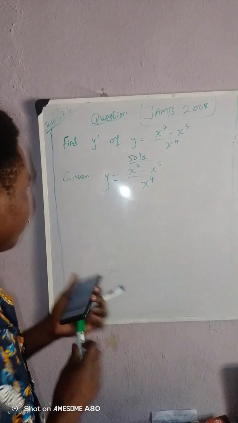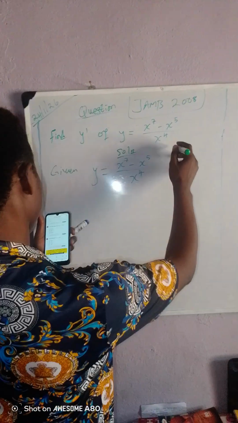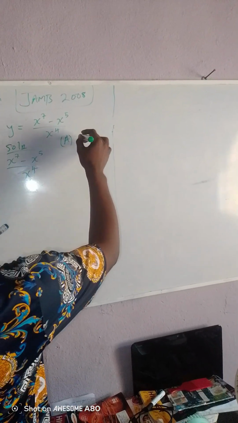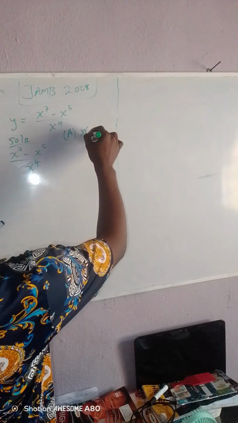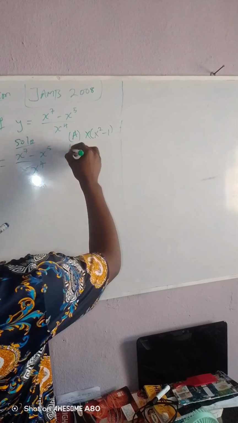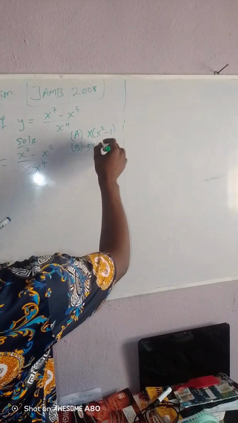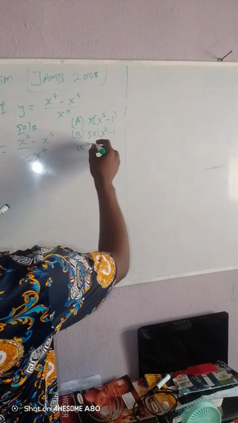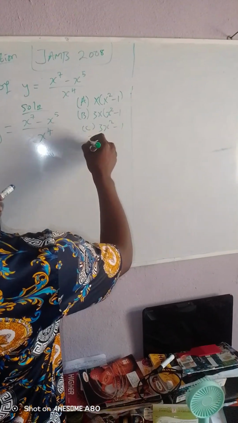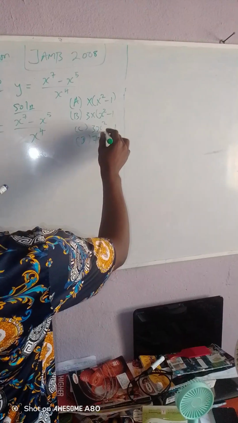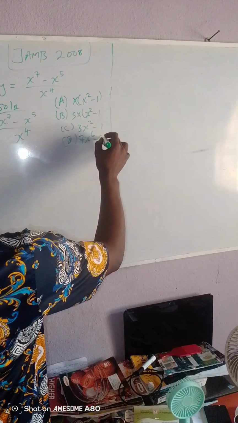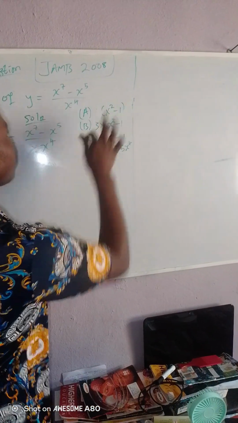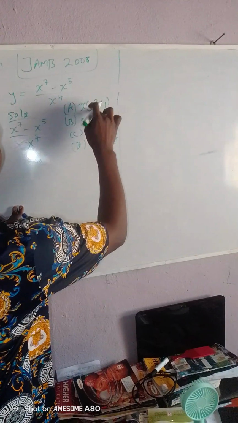A person sent me the question and the options that were given here. A: x into x square minus 1. B: 3x into x square minus 1. C: 3x square minus 1. D: 7x to the power 6 minus 5x to the power 4.